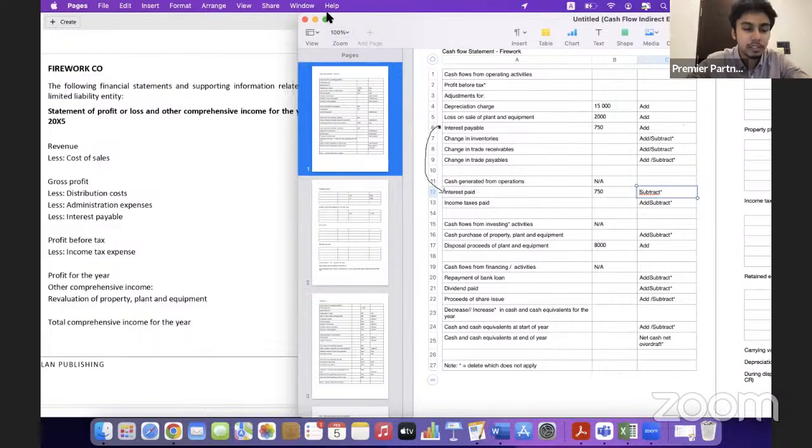Why? Paid means money goes out, no? So guys, when money goes out, what happens? We have to mark it as a negative value and show. That's why we are showing over here subtract. Do you guys understand why we take interest 2 times?